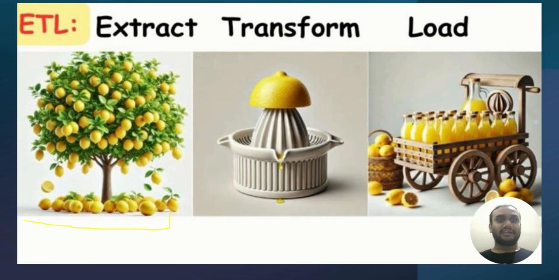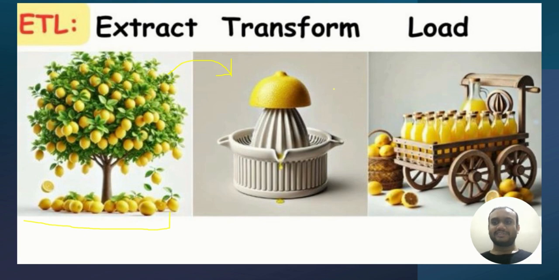source, and the lemons available on that tree are the raw data. Now, hope these two points are clear: this tree is the source, while these lemons are the raw data. Now you take this raw data and take out some juice from it.